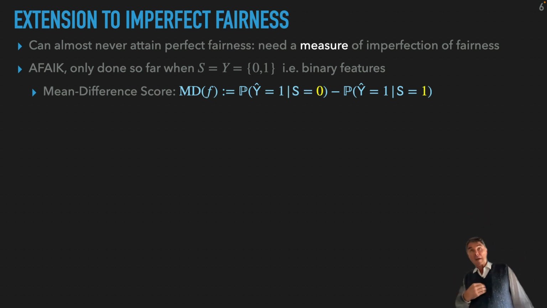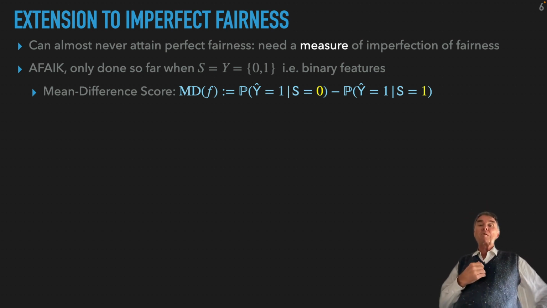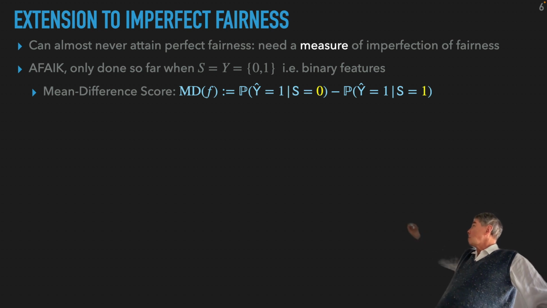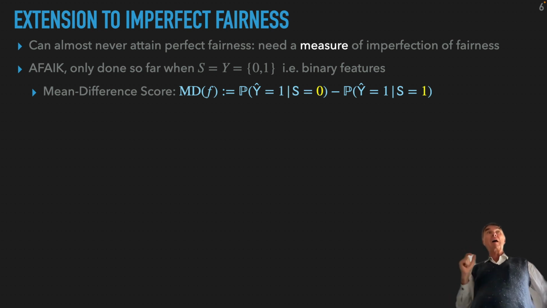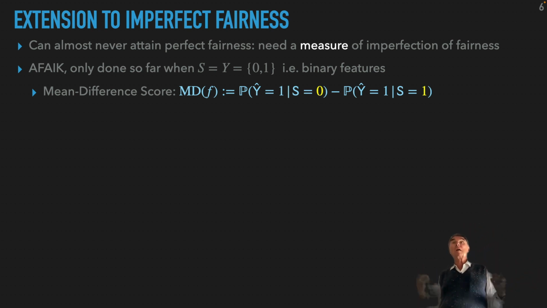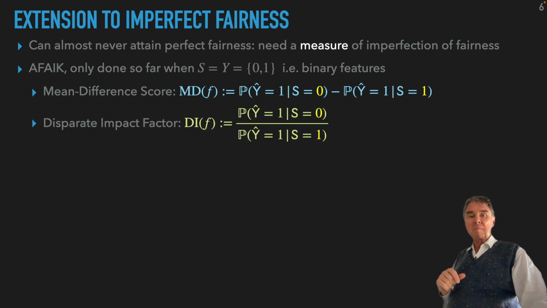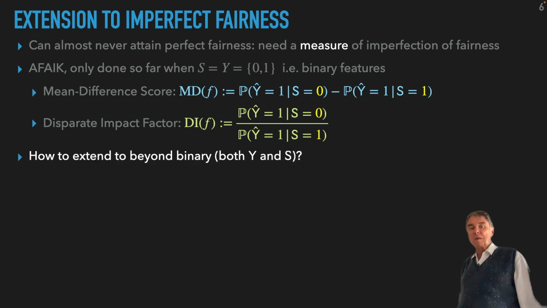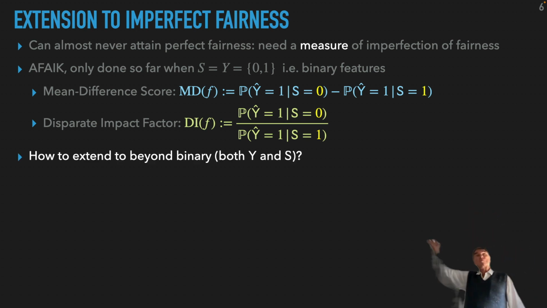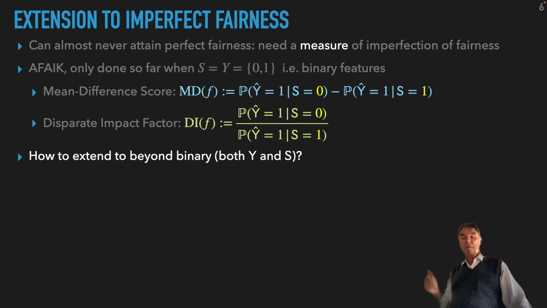So recall, again from last week, we introduced this mean difference score. Our initial requirement was that those two terms were equal. So if we measure their difference, that's a measure of how unequal they are, and that is a measure of the failure of perfect fairness. And ditto with taking this ratio. So it's whether you subtract or take ratios. These formulas are in the slides from last week. How can you extend them to beyond binary? And when I say beyond binary, I want both y to be non-binary and s to be non-binary.